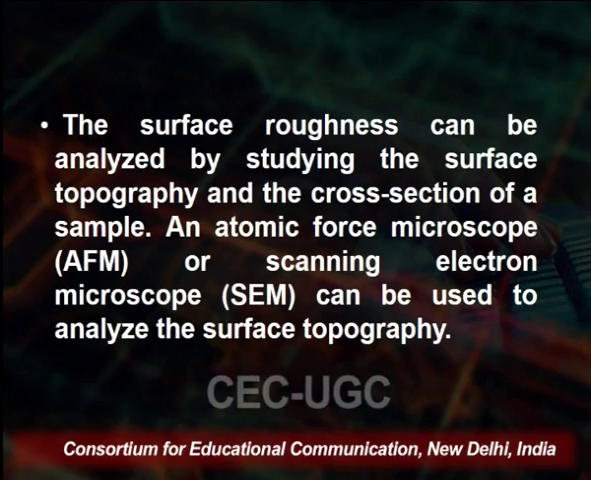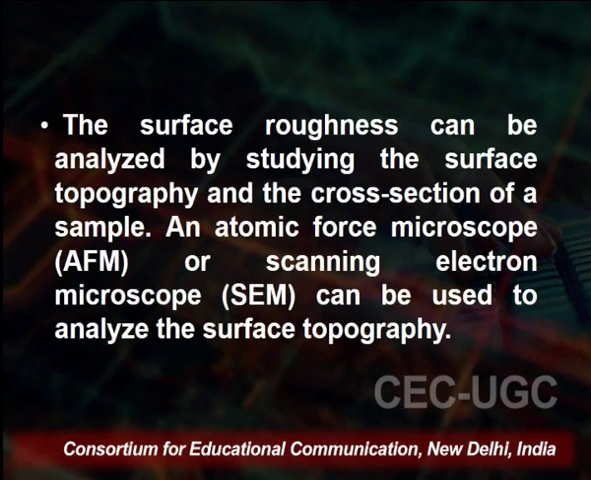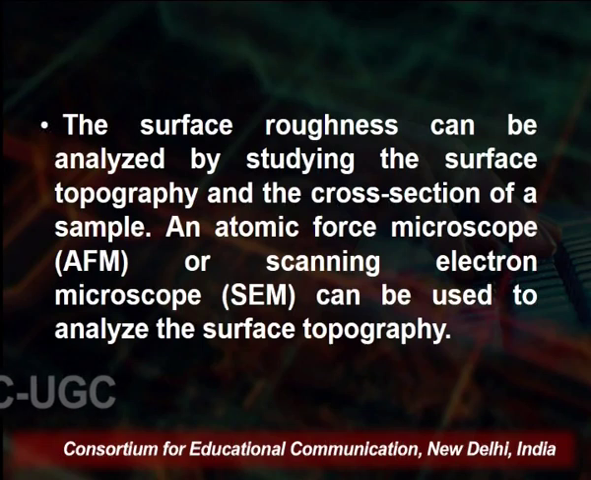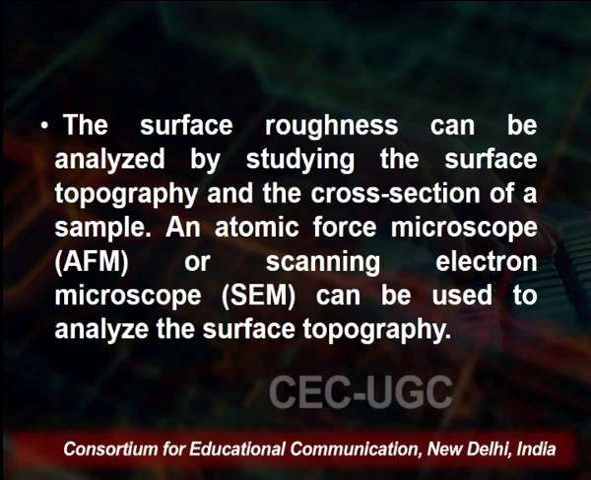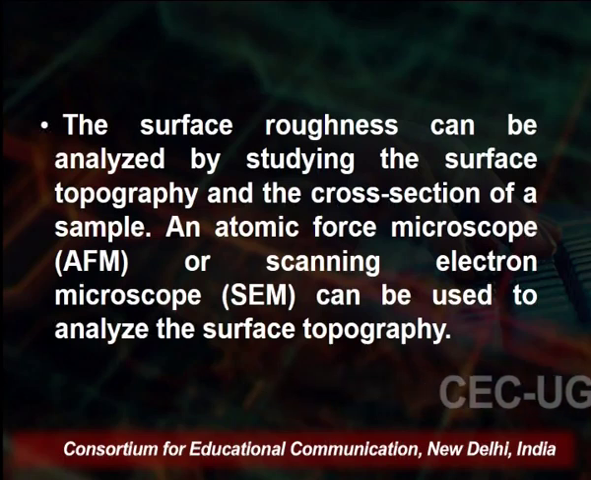And surface roughness can be measured by using the surface topography and the cross section of the sample. For this, AFM and scanning electron microscopy can be used for the surface topography. SEM can additionally be used to study the cross section of the sample. If we prepare the polymers in the laboratory, then we have to do SEM or AFM so that we can get the surface roughness and surface energy.